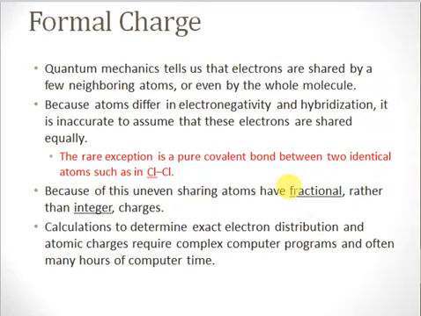And there are calculations which help to determine the exact electronic distribution and atomic charges, right? However, these calculations require complex computational programs, and running one program often requires a number of hours. It's a very time-consuming process, right? So just to summarize further, what we have learned is that if there is a pure ion, then there is no problem.